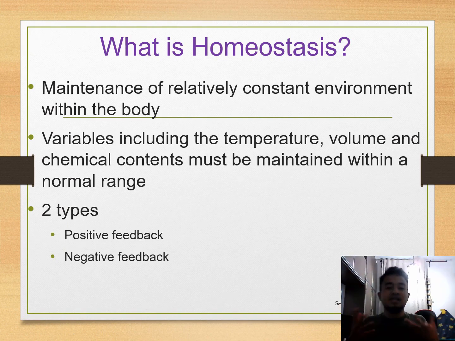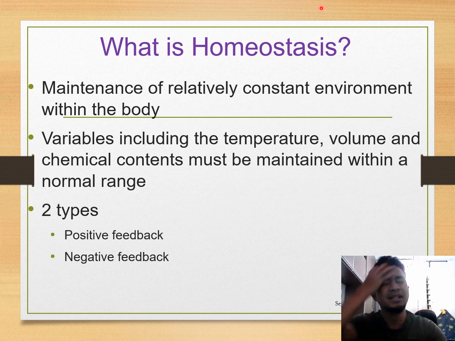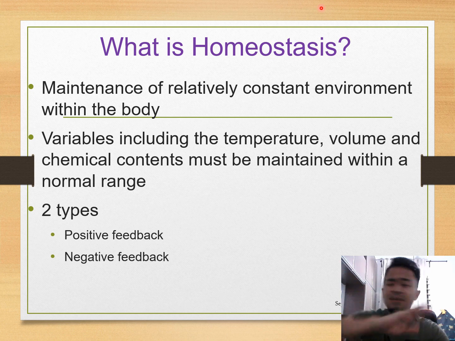Alright, so homeostasis is a process in which our body maintains a relatively constant environment within our body. Not too much, not too low. Something we call equilibrium. The variables include temperature, volume and chemical content, which must be maintained within a normal range. For example, our temperature is 36 up to 37, and even 37.7 we already consider as a mild fever. So our body needs to maintain these temperatures for our body to function normally.